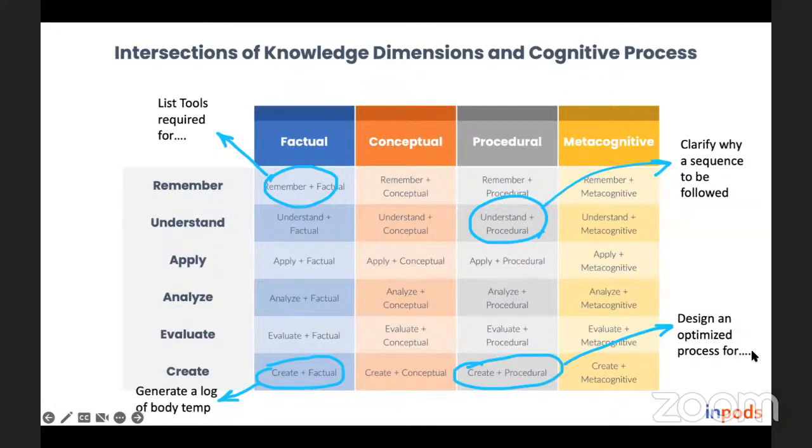Create and procedural: design and optimize a process. Naturally, they have to come out with a new process, which is much more optimized than what is taught to them. That is the expectation at the create and procedural level. So you are teaching procedural knowledge, and if you want the student to be at create level, you can design the questions accordingly, or the activity accordingly. So this kind of course blueprint model will help you to keep your questions and assessments completely in alignment with what is being taught in the classroom, and the desired level of cognition.